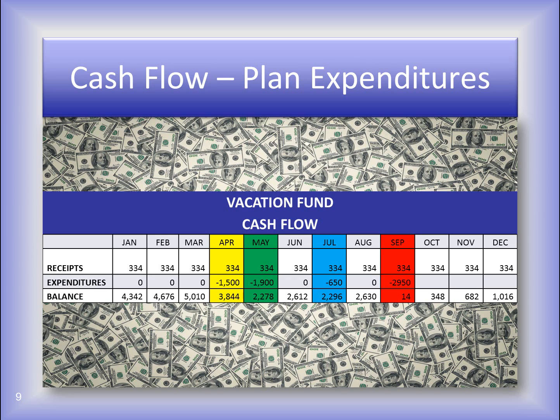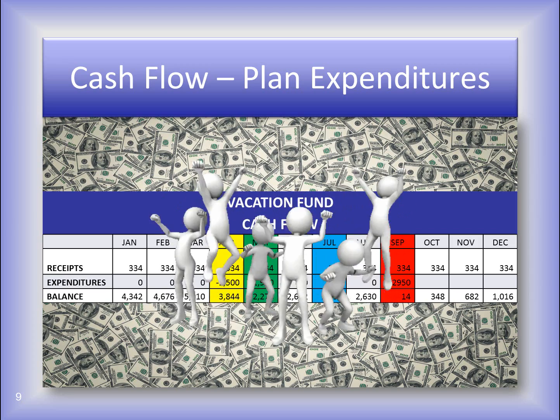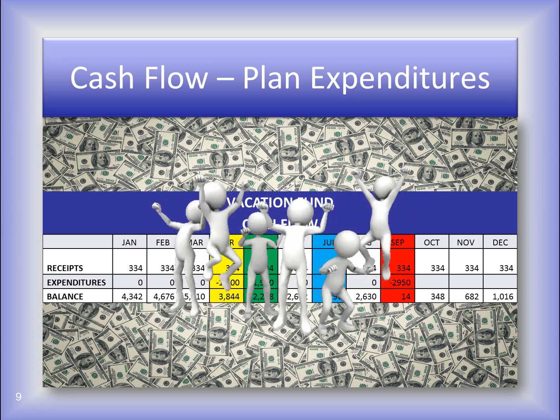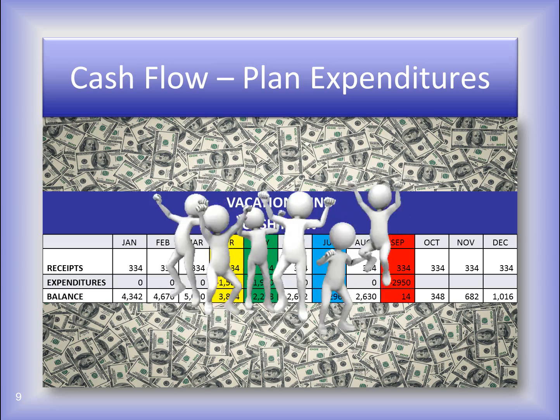Fund balance begins increasing again with each monthly deposit, and at year end there will be $1,016 in the vacation fund to carry over to next year. Now the family's happy. This example illustrated how to plan expenditures with cash flow. I hope the vacation example helped you consider cash flow.